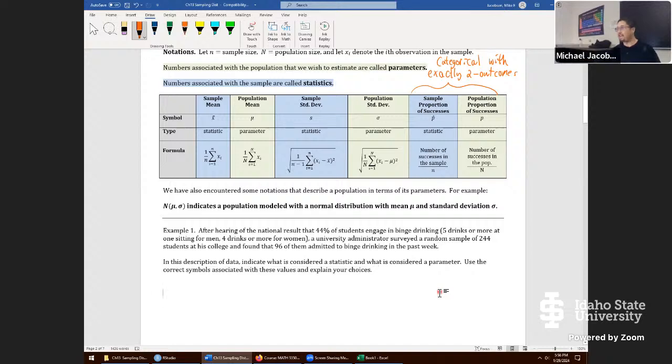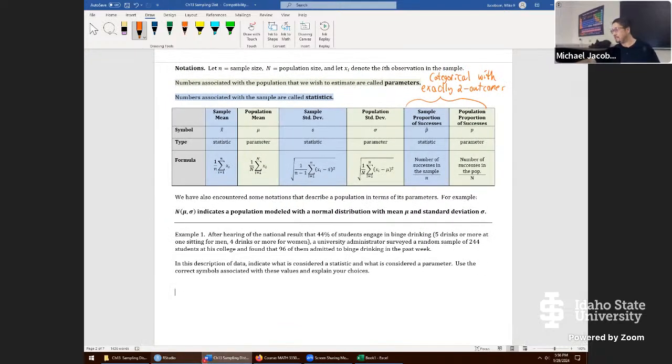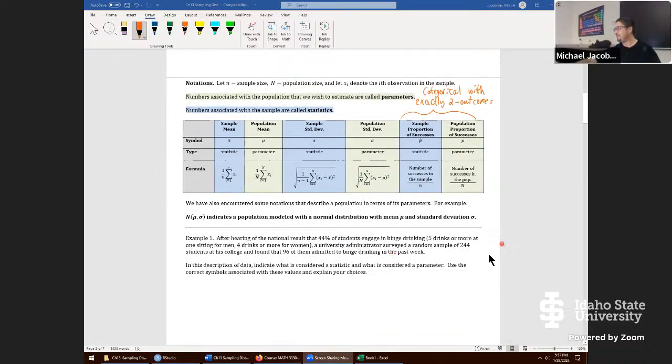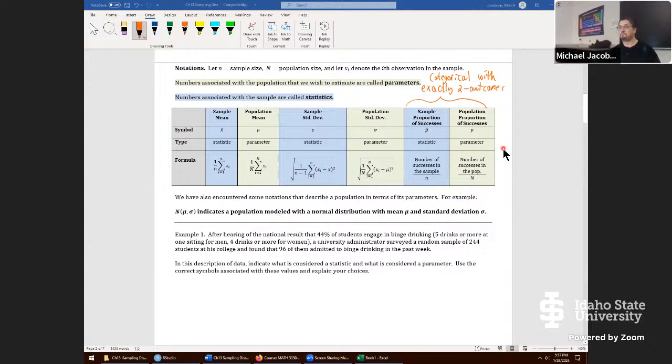But before we do any of that, reading through this problem, we should also decide what kind of data this even is in the first place. Would you consider this description of data to be categorical data or numerical data? Olivia says categorical. Yes, absolutely. Good call on that one.